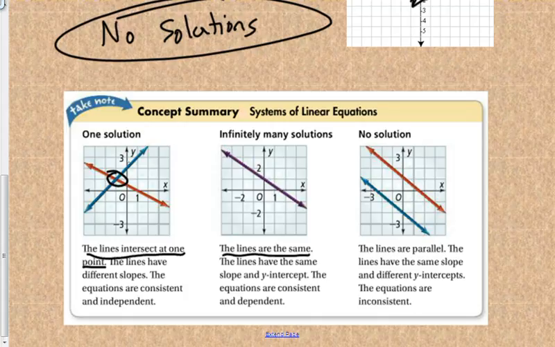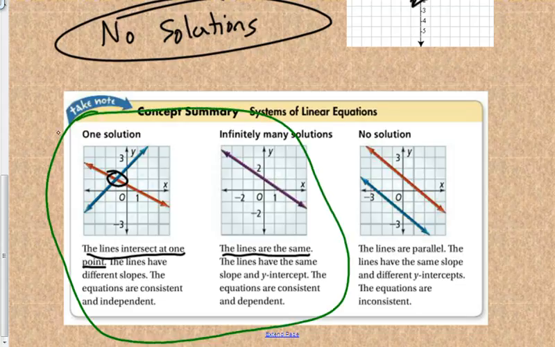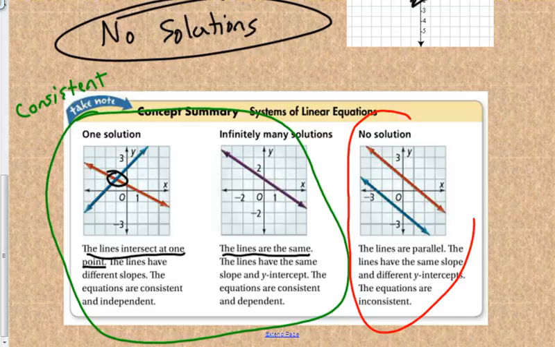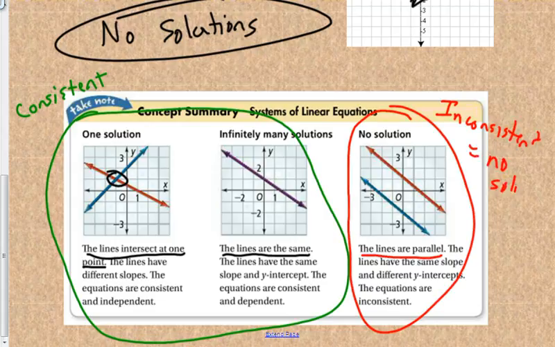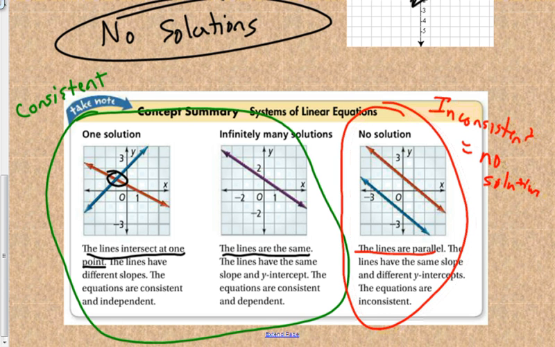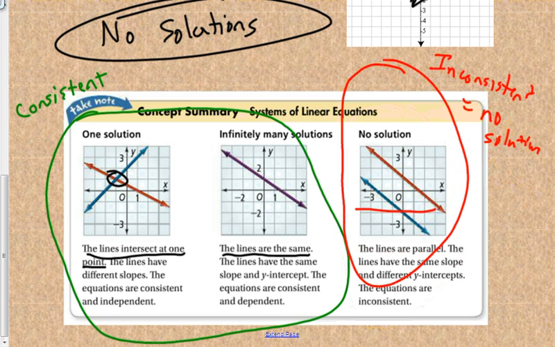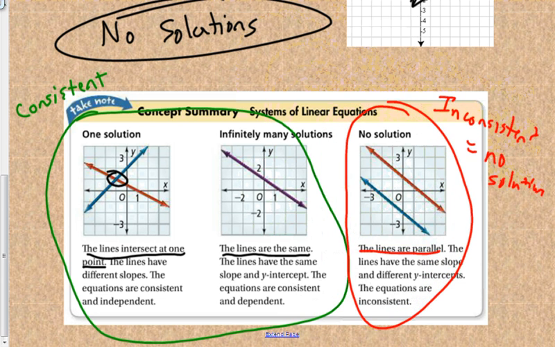These two examples right here are called consistent systems. They're consistent systems if they have at least one solution. They have one or infinite solutions. The other situation is when they're parallel. These are called inconsistent, meaning there are no solutions in inconsistent ones. So inconsistent. I'll stop moving around on me here.